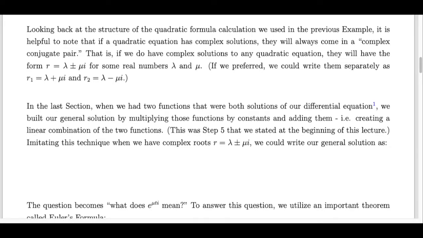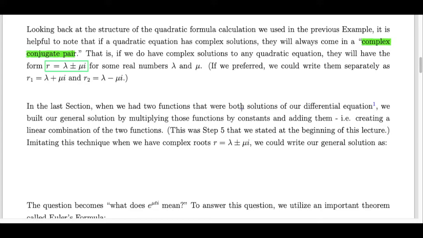In the first paragraph on this page, I just reiterate the comment that I made a second ago, that if we do get complex roots, they'll always come in what's actually called a complex conjugate pair. So the roots will always have the structure, if they are complex, some real number plus or minus this imaginary number. Well, it's actually a real number, mu, multiplied by i. This notation, r equals lambda plus or minus mu i, is going to be the primary notation we use to reference complex roots to our characteristic polynomial moving forward.